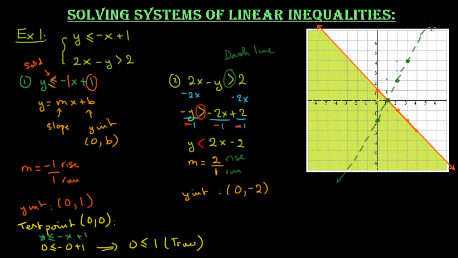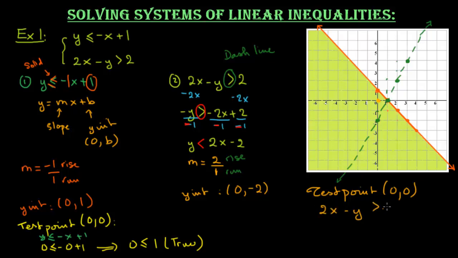Okay, here we go. Now the next part is we need to find out where to shade them. So what we have to do is test point. I will choose the same point 0, 0, because it does not stay on the green line. So 0, 0, plug into the equation.